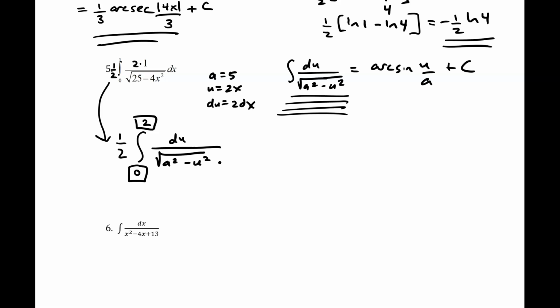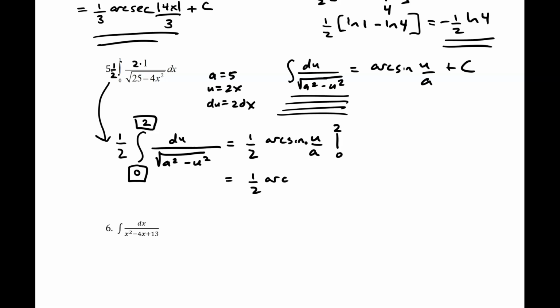And so, based upon that, my answer is going to be 1/2 times the arcsine of u over a going from 2 to 0. So it's going to look like this: 1/2 times the arcsine of u over a, where u is going from 2 to 0. So if you want, you can plug in your a value right now, or we can plug in the a value at the end. But u is what's going from 2 to 0, so let's plug that in. We'll get 1/2.